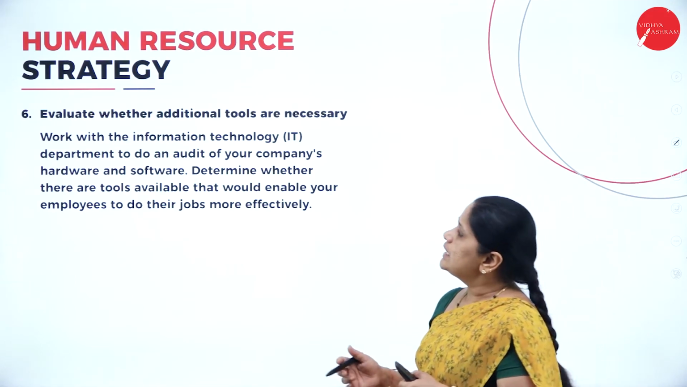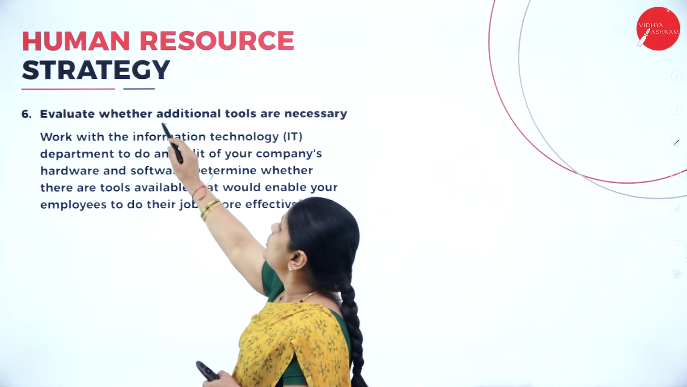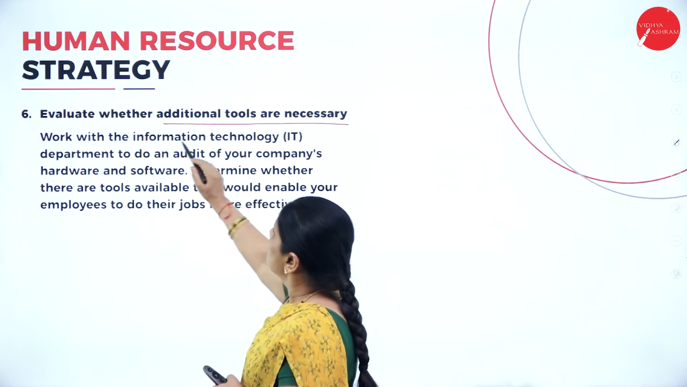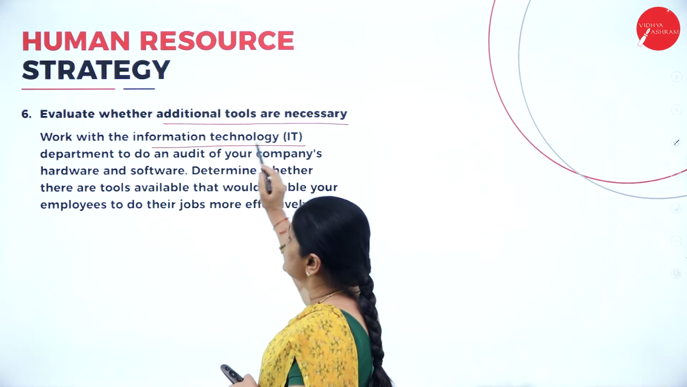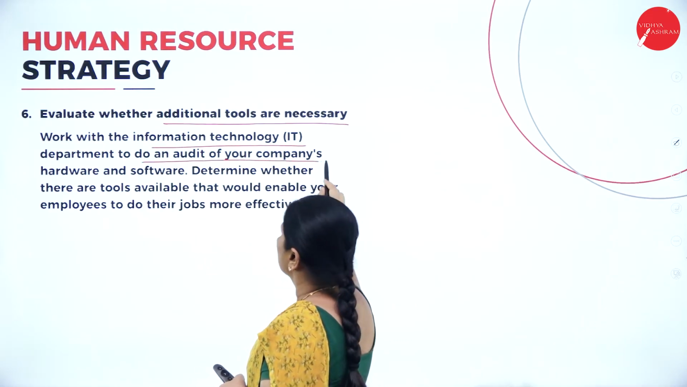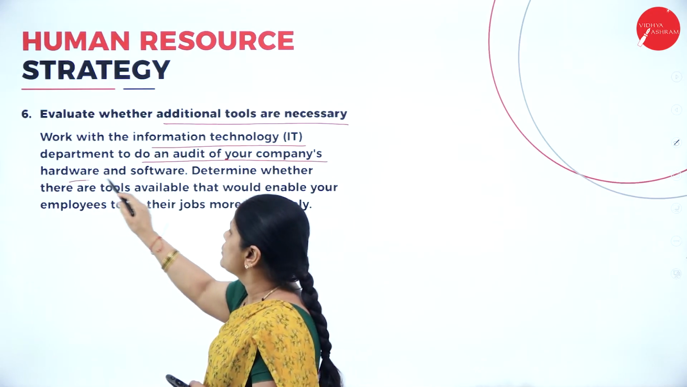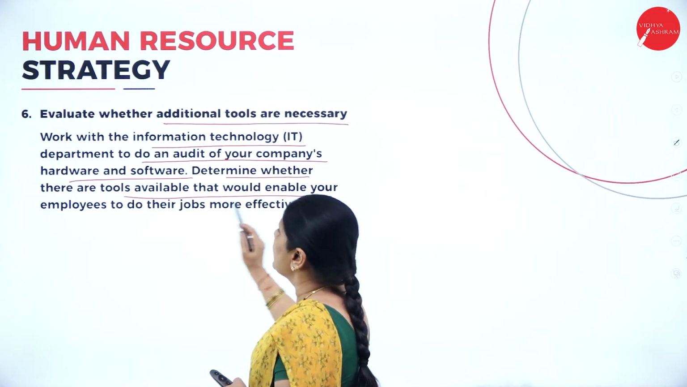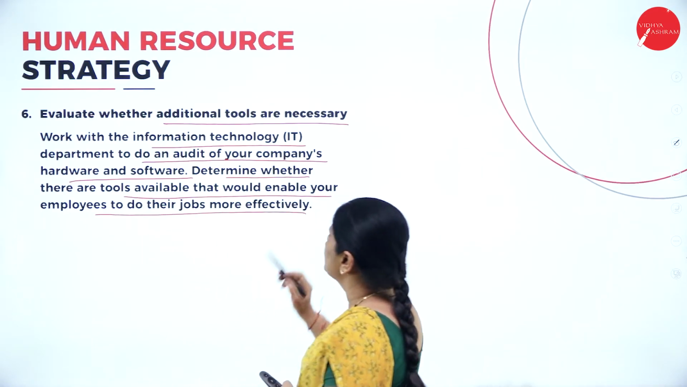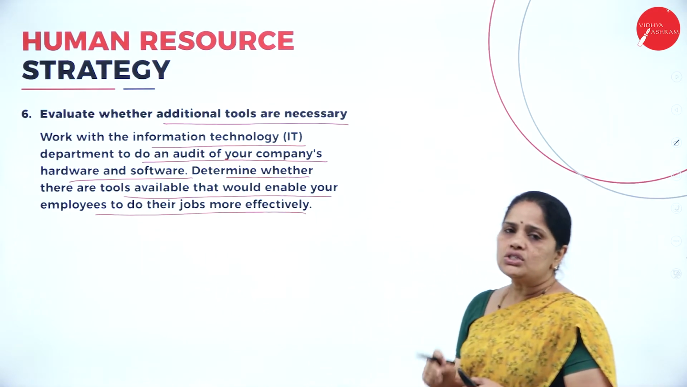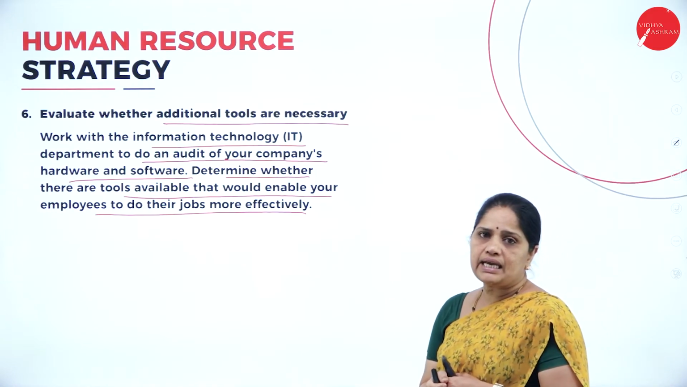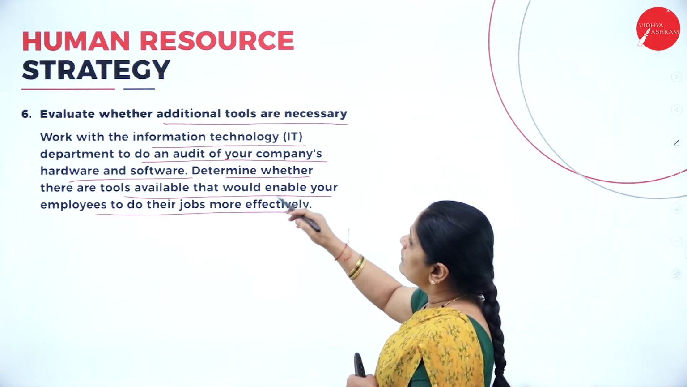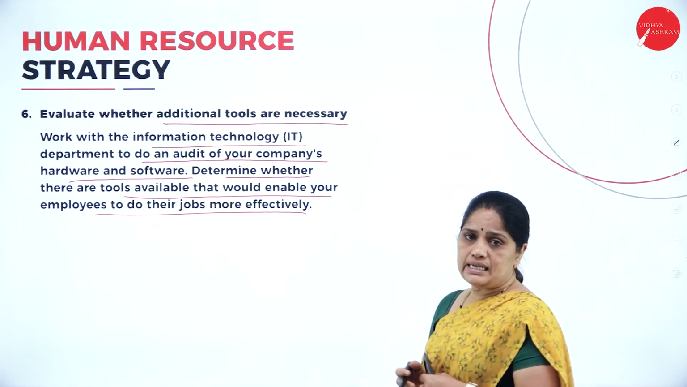Then lastly, evaluate whether additional tools are necessary. Work with the information technology department to do an audit of your company's hardware and software. Determine whether there are tools available that would enable your employees to do their jobs more effectively. So the last step in formulating the HR strategy is to evaluate whether additional tools are necessary.